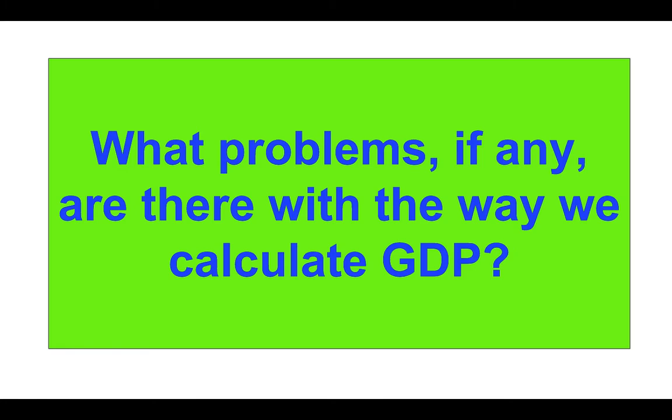So we went over some problems with how we calculate GDP. The biggest one is going to be the underground economy that is not captured in this number. There's a lot of economic activity that happens that is not reported to the government for various reasons. For instance, drug trafficking or the purchase of exotic animals.